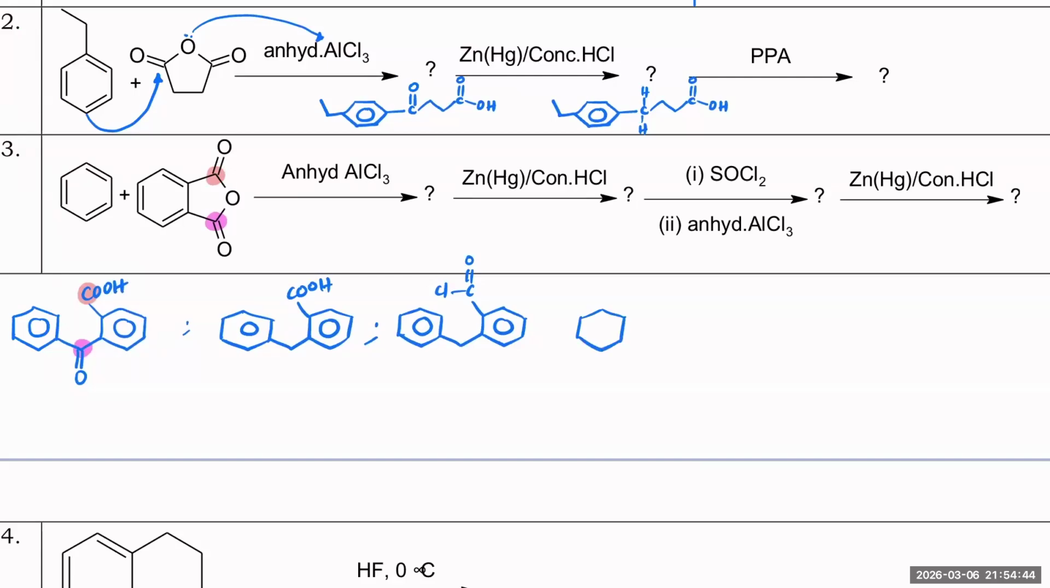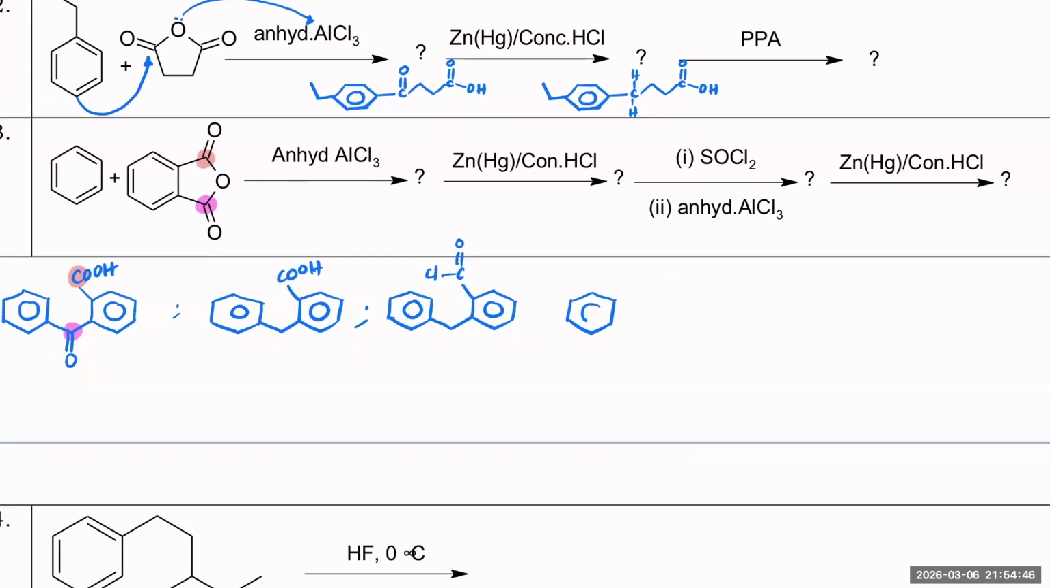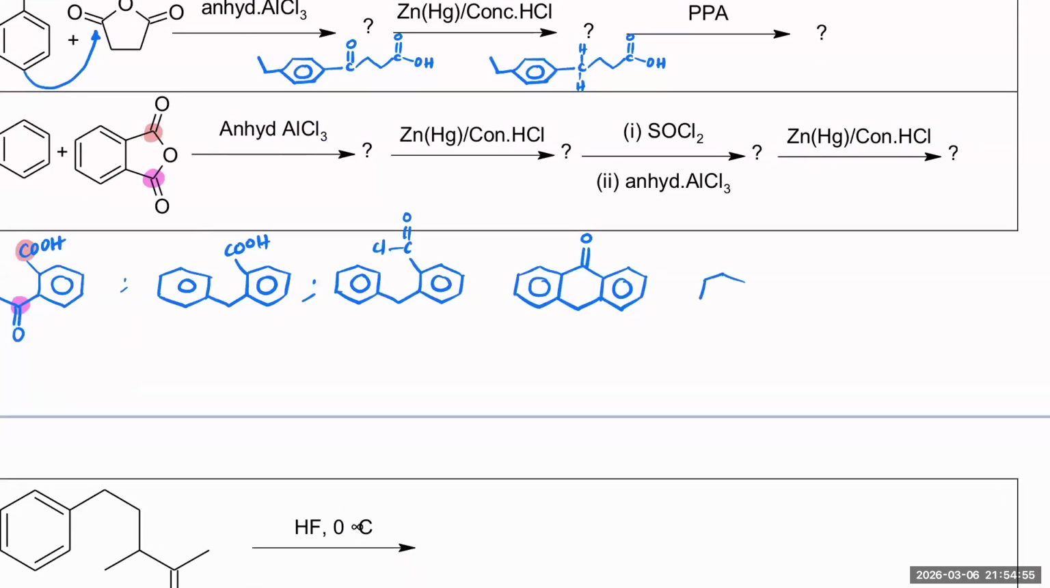And with anhydrous AlCl3, acylation will happen. So again, you will get the ring like this with a double bond O. And this double bond O is again reduced by zinc mercury amalgam. So we will get this product.